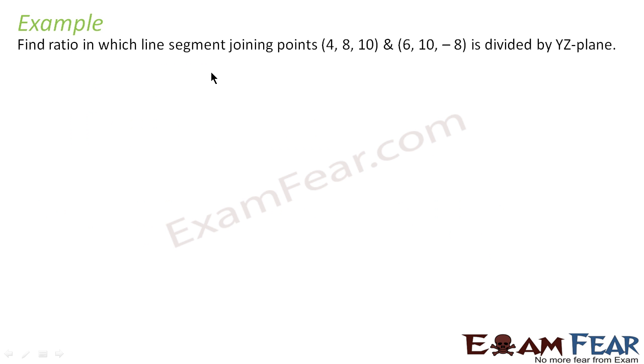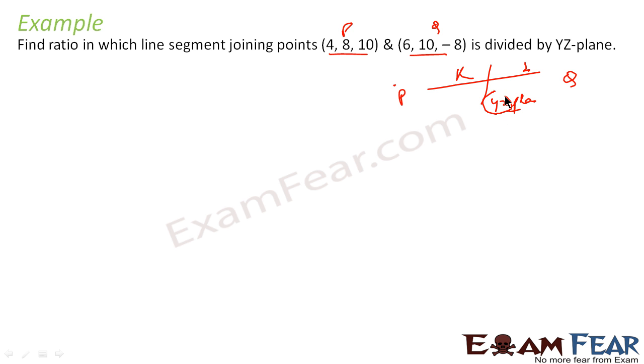We'll take one example. We have to find the ratio in which the line segment joining (4, 8, 10) and (6, 10, minus 8) is divided by the YZ plane. So it is something like this. We have this point, let's suppose this is P, this is Q. So we have points P and Q, and then there is a line that is the YZ plane. This divides this PQ in, let's suppose, a k:1 ratio. You have to find the k:1 ratio actually.